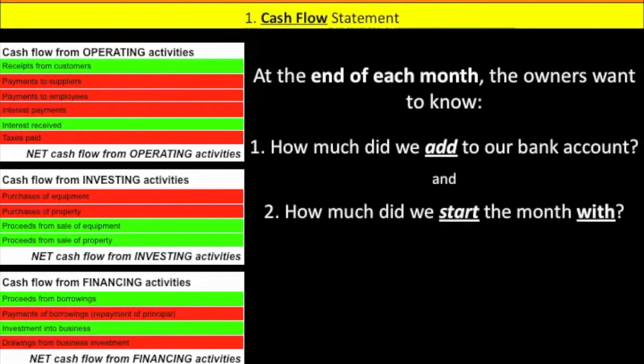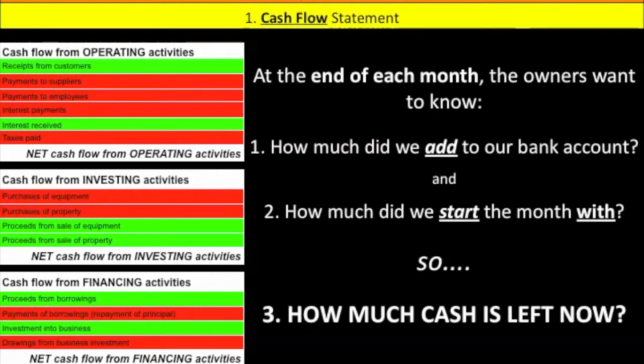And secondly, how much did we start the month with? So in the end, we want to know how much cash is left now. And that lets them take corrective actions if they need it. So instead of saying the business owners can fix it, the nicer way of saying it is to take corrective action to fix it. And that's really what the business owners want to be able to do.